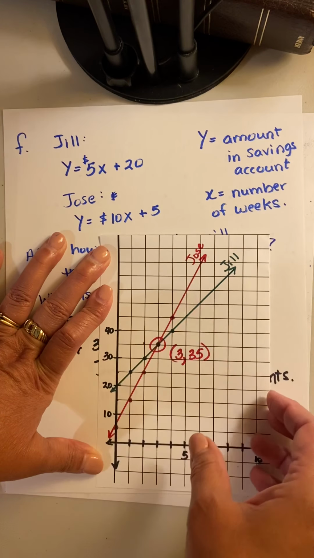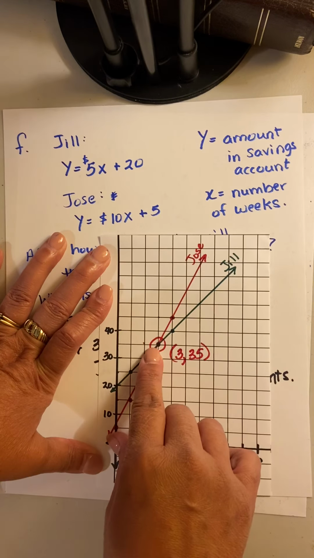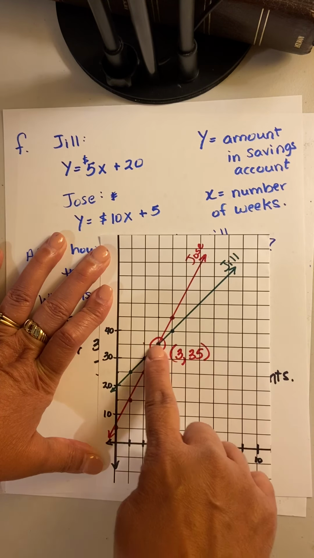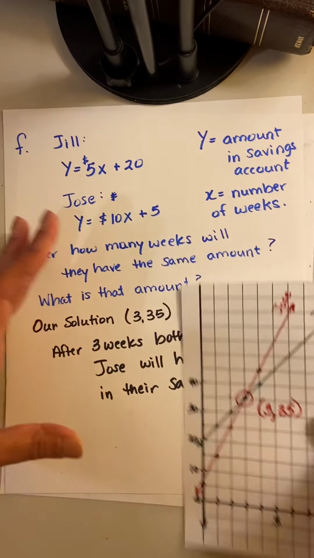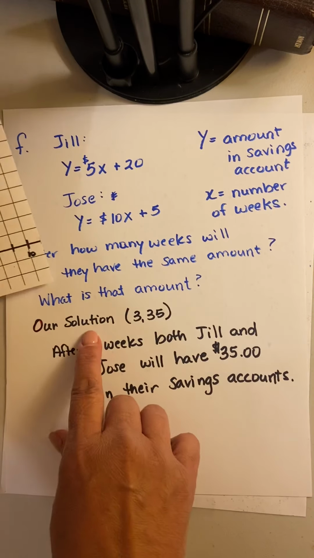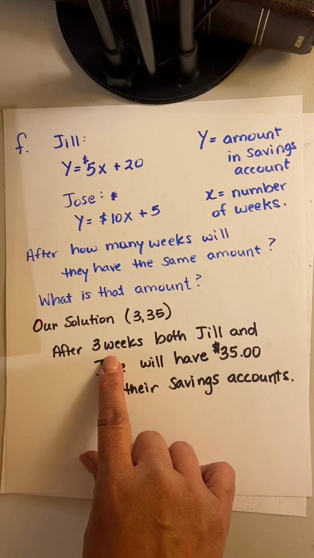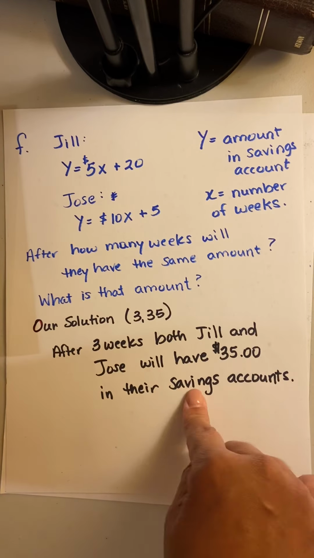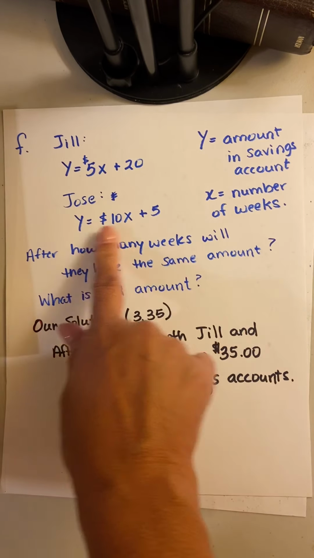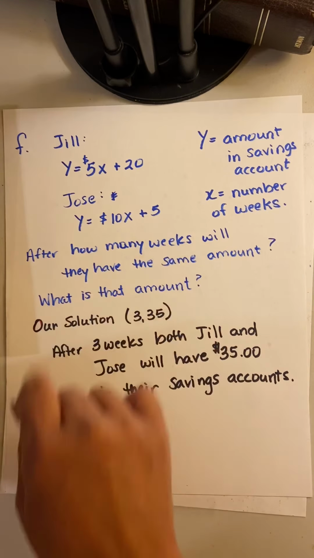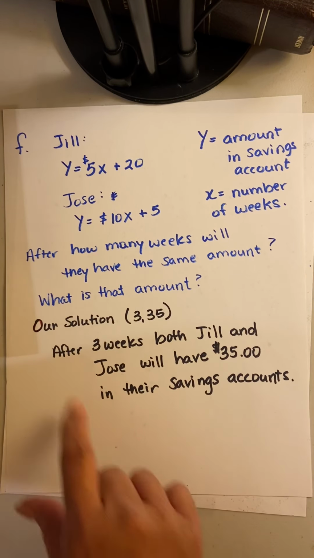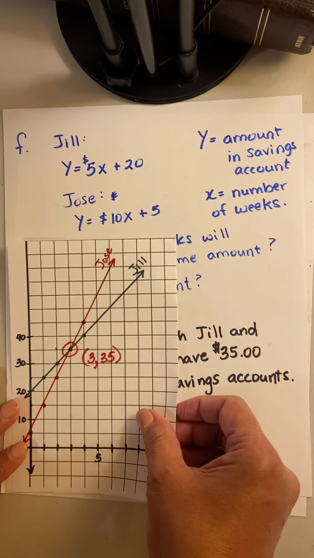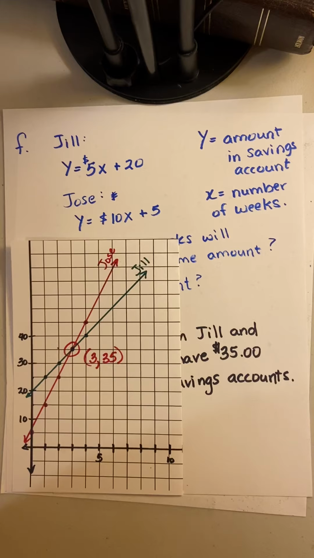Now, when I graph this, we easily see that these two intersect at 3 weeks, and at 3 weeks both of them have $35. So here's our final solution. Our solution is $35, and after 3 weeks both Jill and Jose will have saved $35 in their savings account. That pretty much encompasses both those questions with that sentence. So long as you understand what these two numbers mean, what they represent, that's very helpful. I hope this was a help. Have a good day.